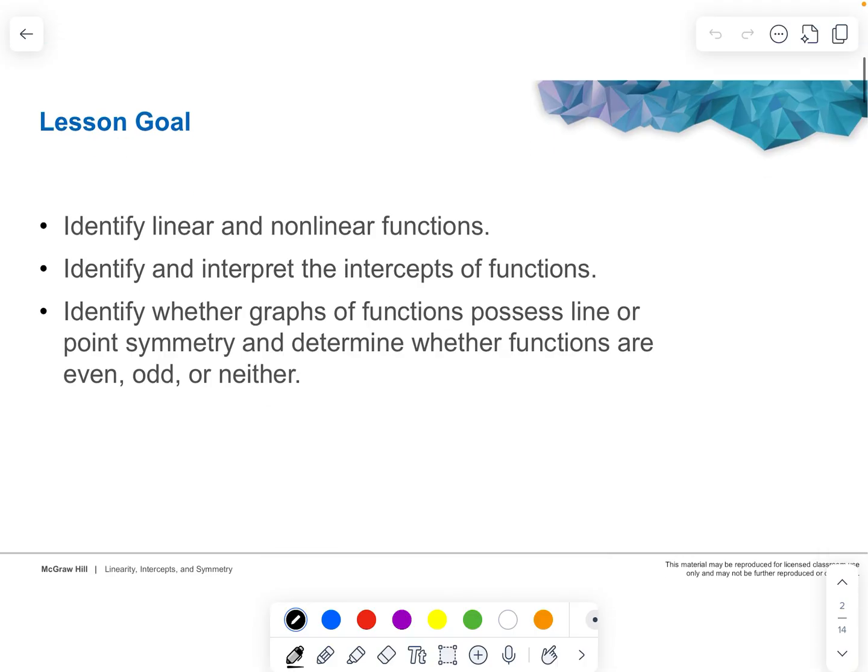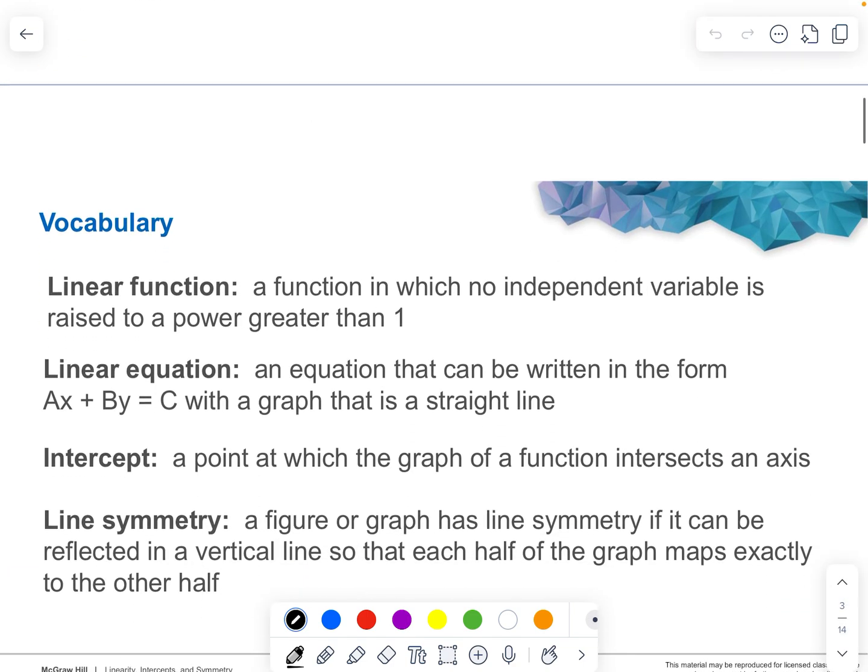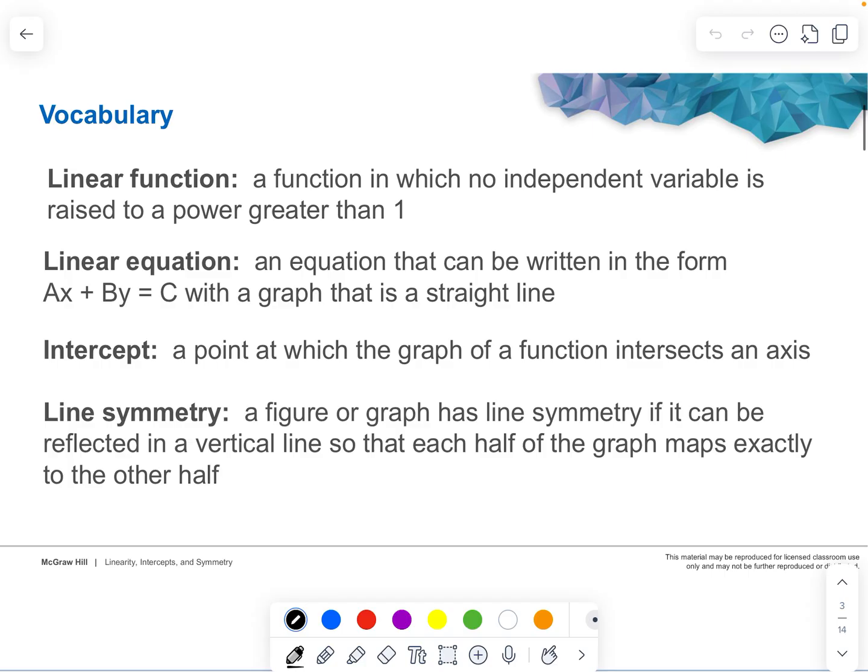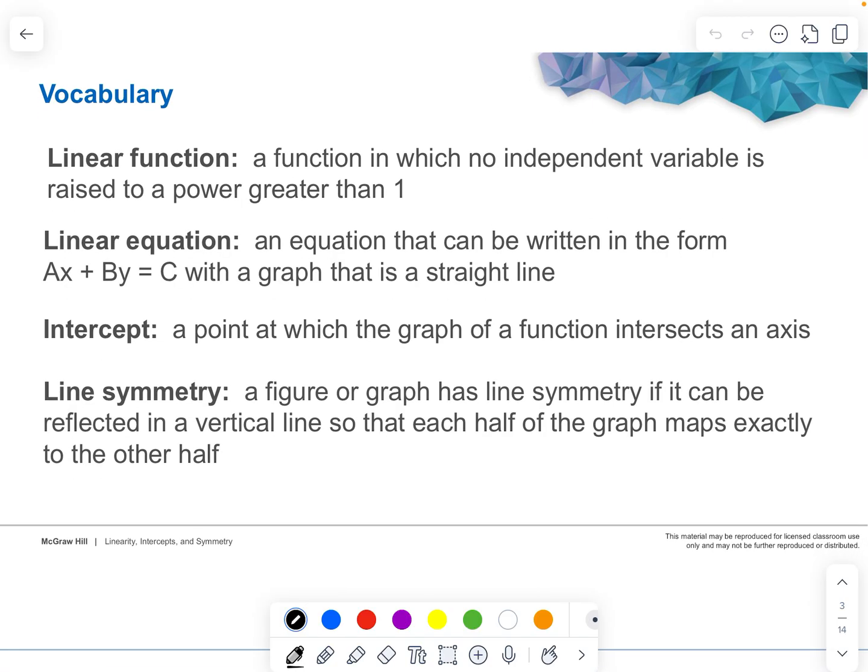Our lesson goals for the next two lessons: identify linear and nonlinear functions, identify and interpret the intercepts of functions, identify whether graphs of functions possess line or point symmetry, and determine whether functions are even, odd, or neither. There is a good bit of vocabulary with these lessons as well, so record this in your notebook. You'll probably have to pause the video to do that.